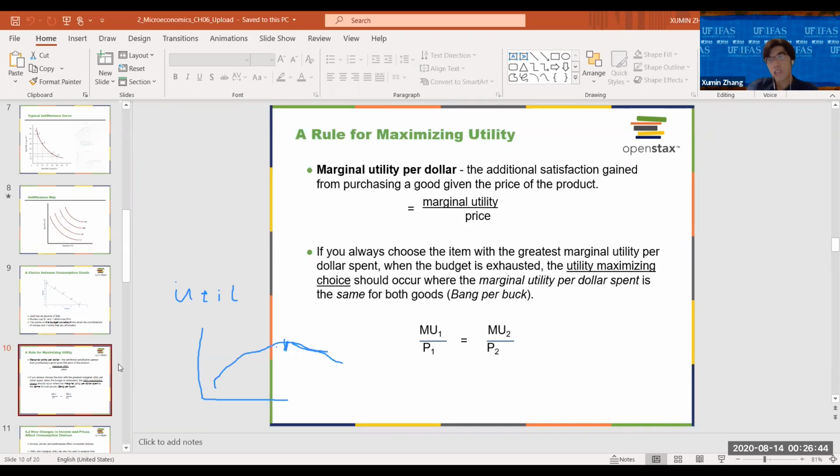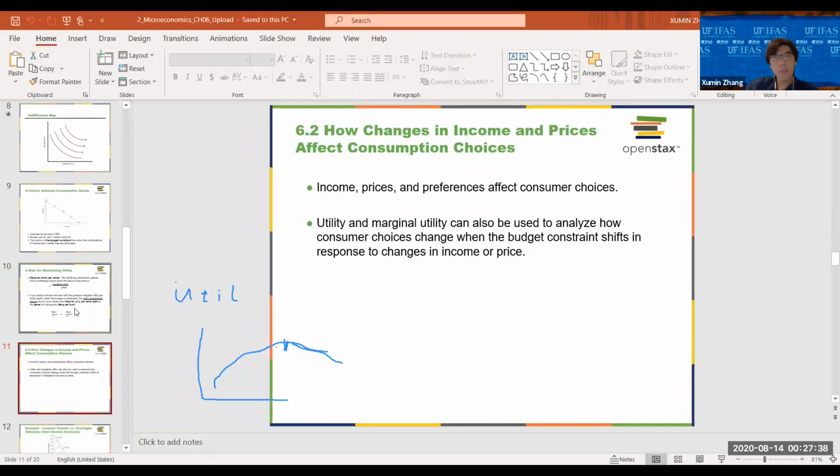If it changed, we would be moving around, and there would be a motivation to change the combination until the marginal utility per dollar for the two goods becomes exactly the same. In this case, we are maximizing our utility by spending. The marginal utility per dollar spent is the same for both goods, or we call that the bang per buck. It's the same for the two goods, okay? And then this becomes an equilibrium, or you can call it a stable point. All right, let me stop here for a while.